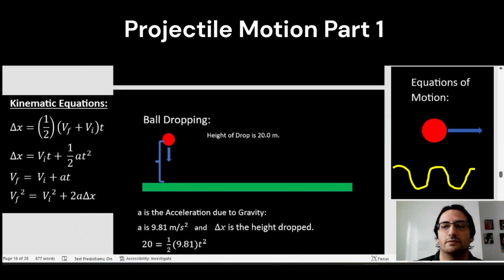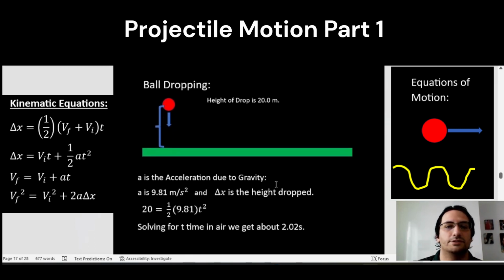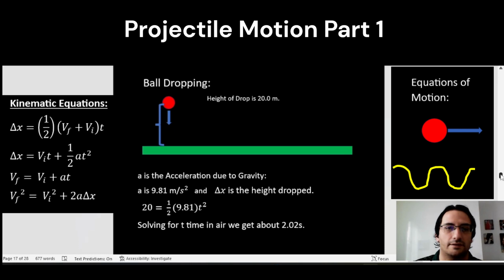In the same problem, we know a is acceleration due to gravity, which, ignoring air resistance, is 9.81 meters per second squared. And dx is the height that is being dropped. We know the height being dropped is 20 meters, so we put 20 equals 1/2 times 9.81 times t squared. t is what we're looking for. Solving for t in air, we get about 2.02 seconds.